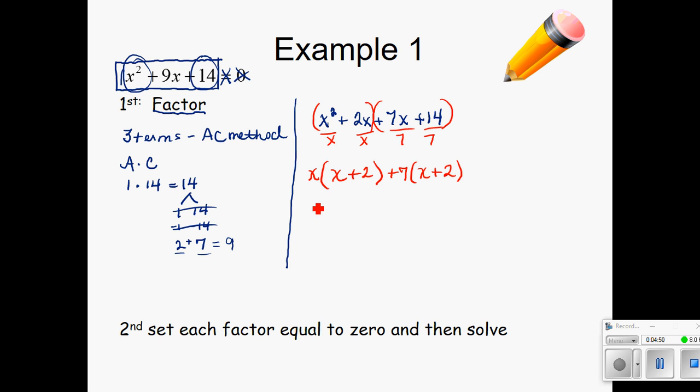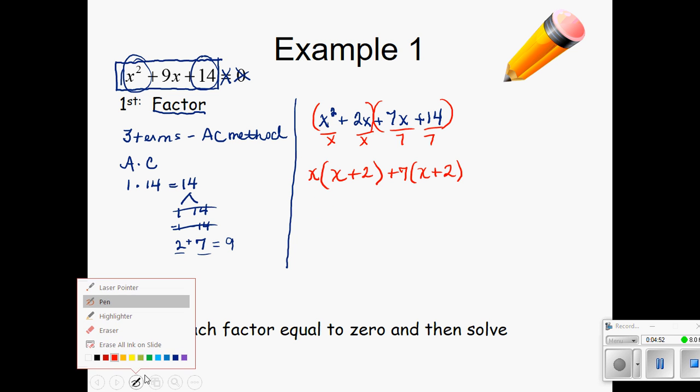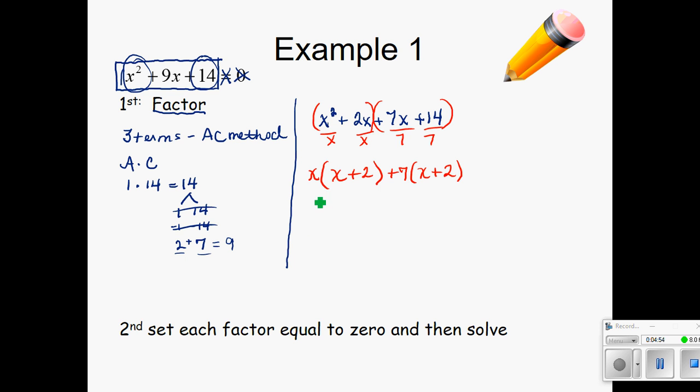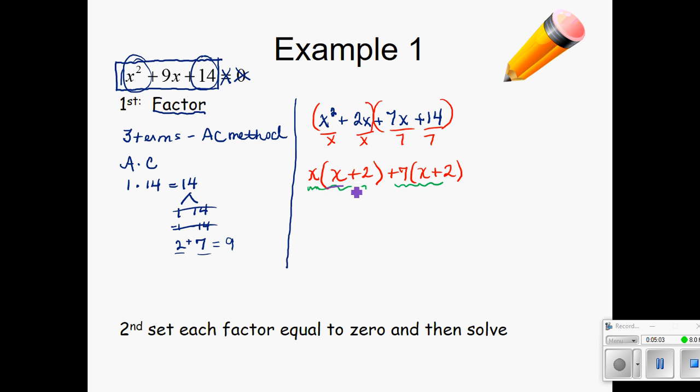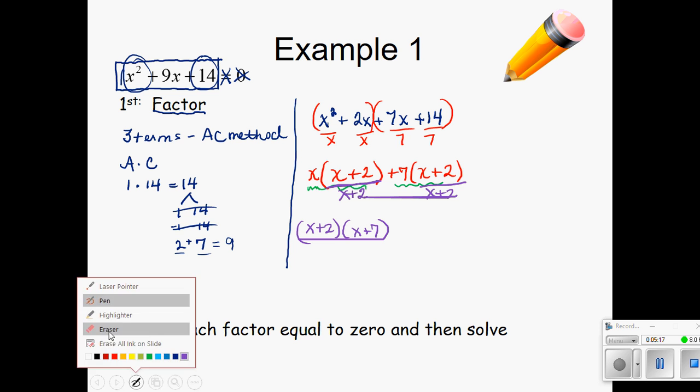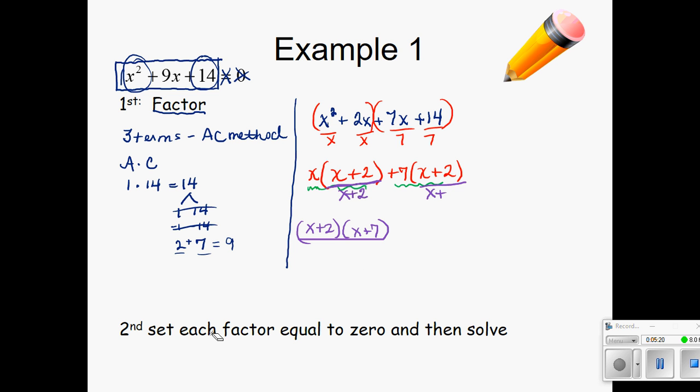Now remember with group factoring, it says, what do these 2 terms have in common? What they have in common is an x plus 2. So we're going to divide out an x plus 2 out of each one of them. So I'm going to get an x plus 2, and then what's left over? An x plus 7.